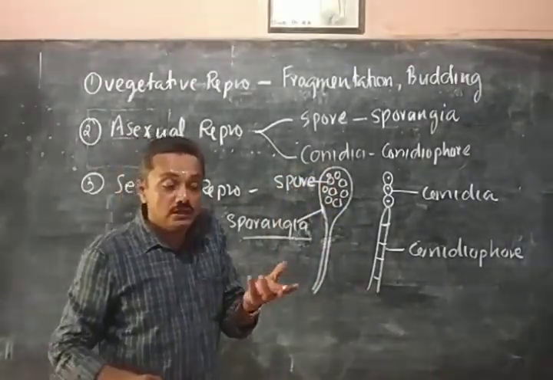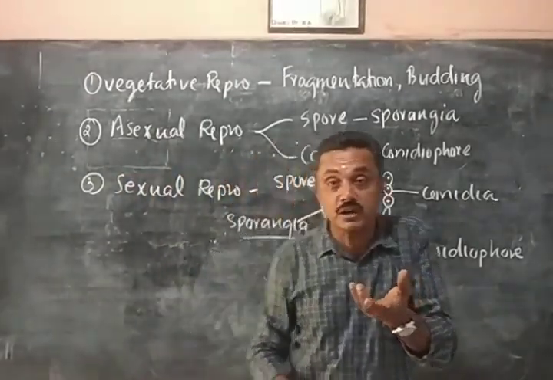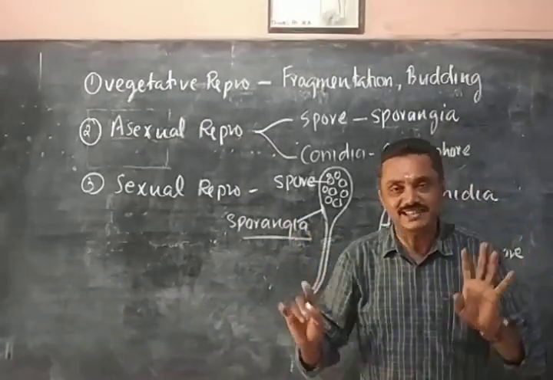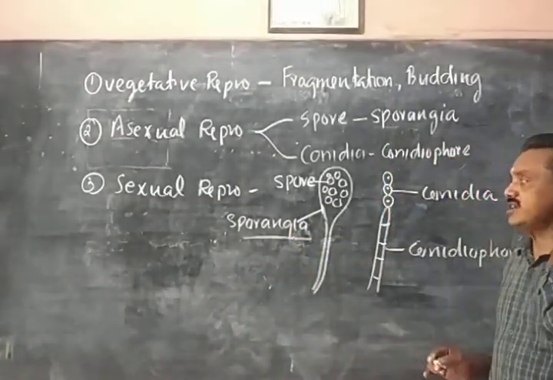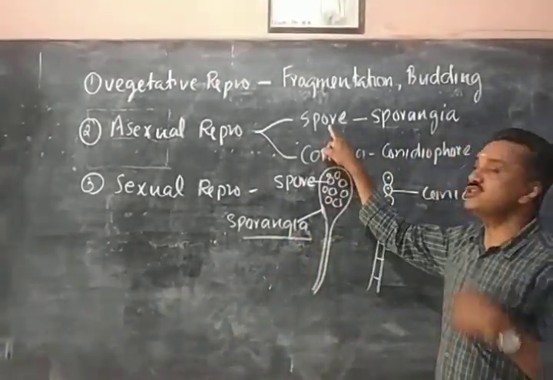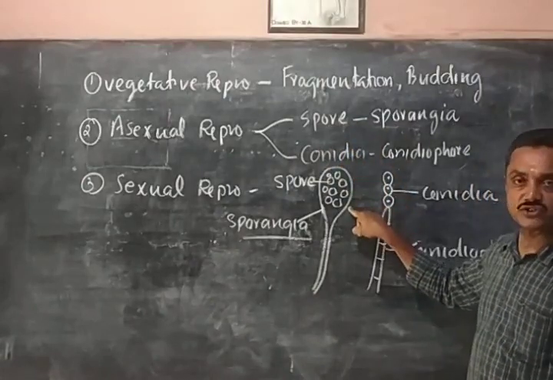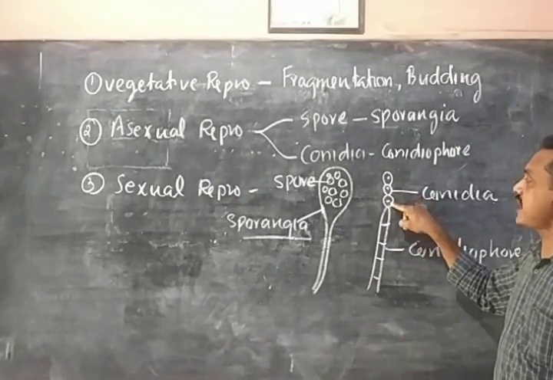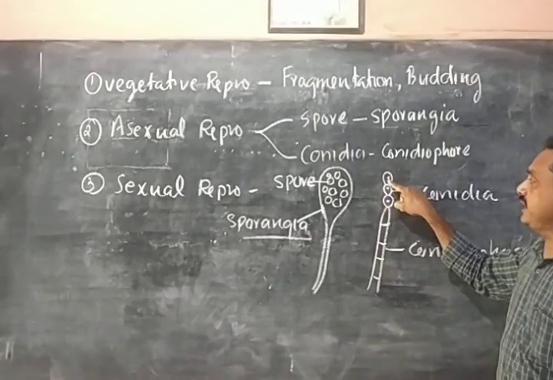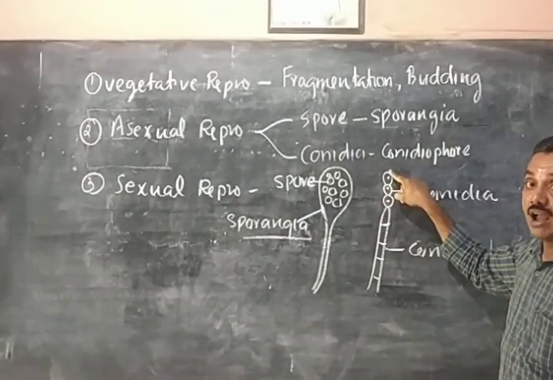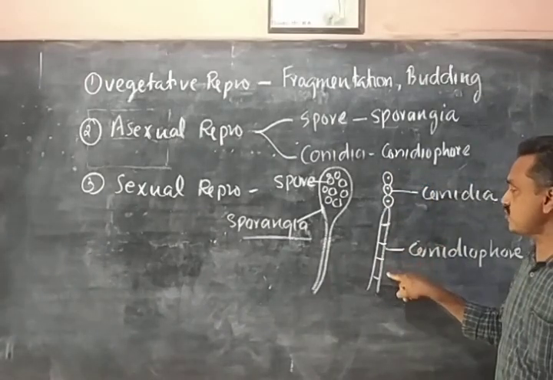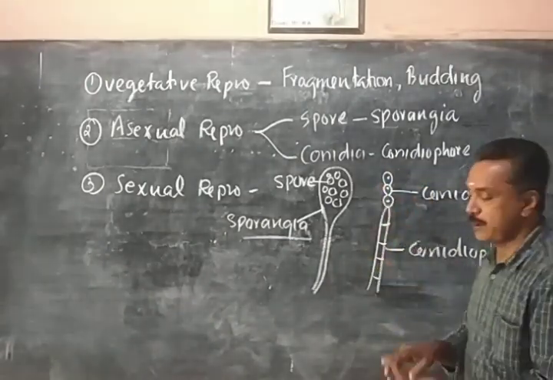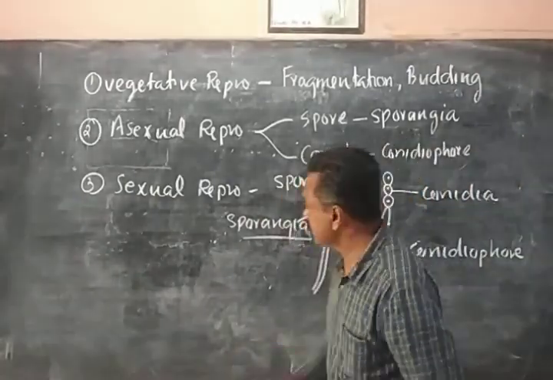So, there are two types of asexual reproduction. Here, remember that there is no gamete, there is no zygote, nothing. Fungus reproduce by two methods. Spores are formed in a balloon-like structure called sporangia, and conidia are formed. These are called conidia, 1, 2, 3, like that, a chain of conidia. Conidia are formed on structures called conidiophore. So, these are the two types of asexual reproduction.